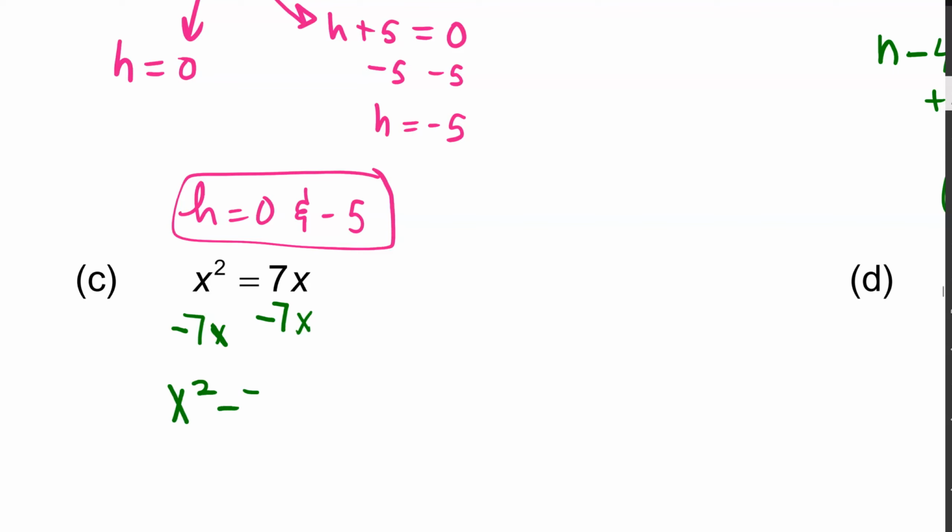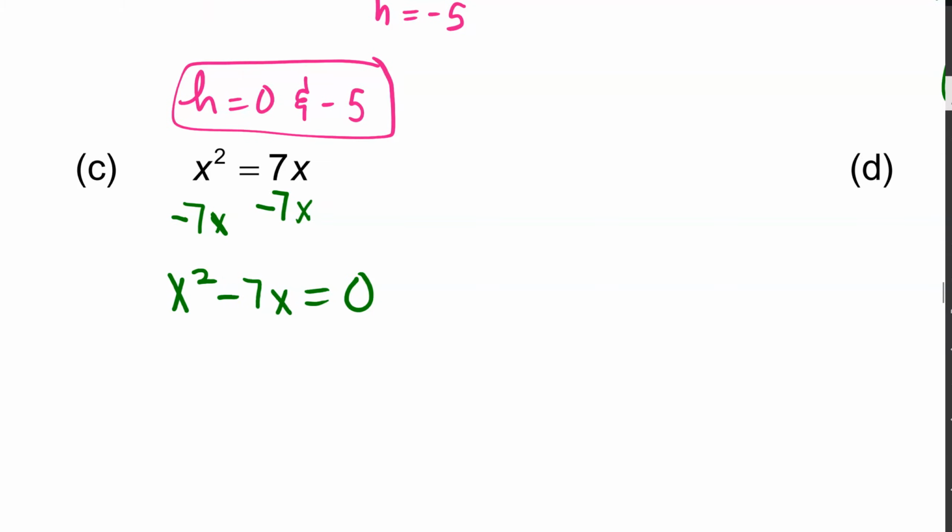So x squared minus 7x equals 0. I need to factor this. Before, what I had was factors, things being multiplied. This is being added and subtracted. So can I factor anything out? X. Let me pull out an x. So I have x times x minus 7.